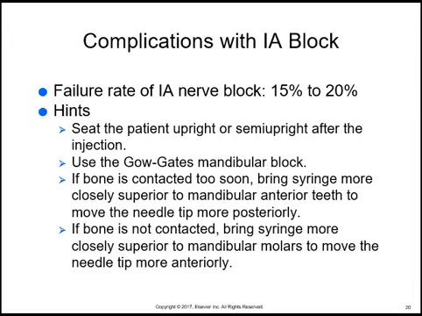Now, with the complications with the IA block, some hints. You want to seat the patient upright or semi-upright after the injection. If there was a failure with the IA block, you can use the Gow-Gates mandibular block. And then we talked about what happens if bone is contacted too soon or not contacted at all, which happens, and you have to adjust with the IA block. Sometimes you can't contact bone right away, and the needle is not 3/4 of the way in, and so you have to reposition, and again, we'll practice this in clinic once you guys get back.